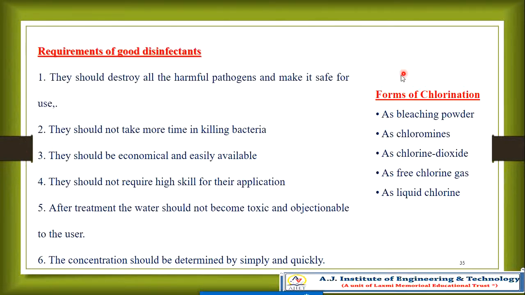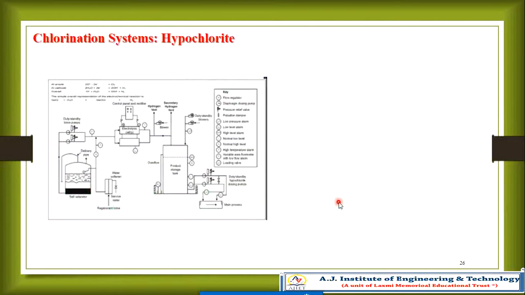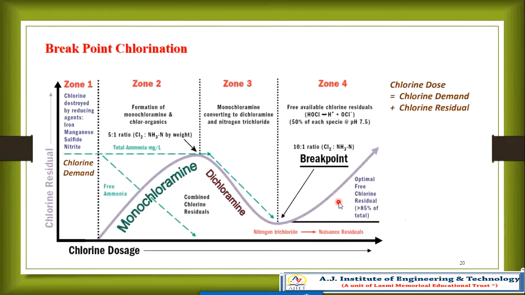And forms of chlorination. One is bleaching powder, which we already discussed. But if the question is asked, what are the forms of chlorination, they are bleaching powder, chloramine, chlorine dioxide, or free chlorine gas. This was the topic left out in the part 3 video. Then liquid chlorine, and we discussed all the methods in the previous sessions.